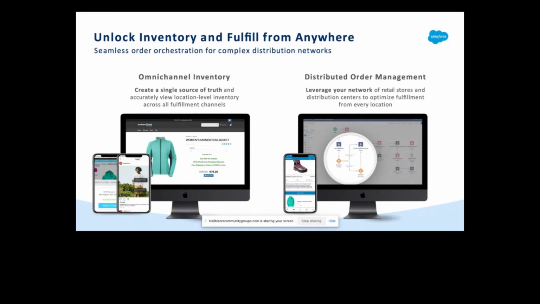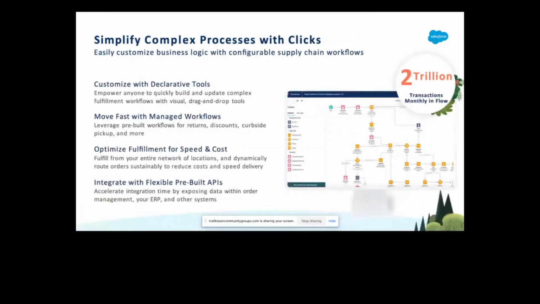They're inbuilt flows. You don't need to build anything. It's already available. You just need to activate those flows and then tweak them as per your requirement. So that OMS can unlock your inventory and fulfill your product from anywhere. And apart from this, as I said, there is simplifying complex processes with clicks. Flows are one of the important elements. I request everyone to learn about flows, because that is where it's going. Everything is connected to the business flows.